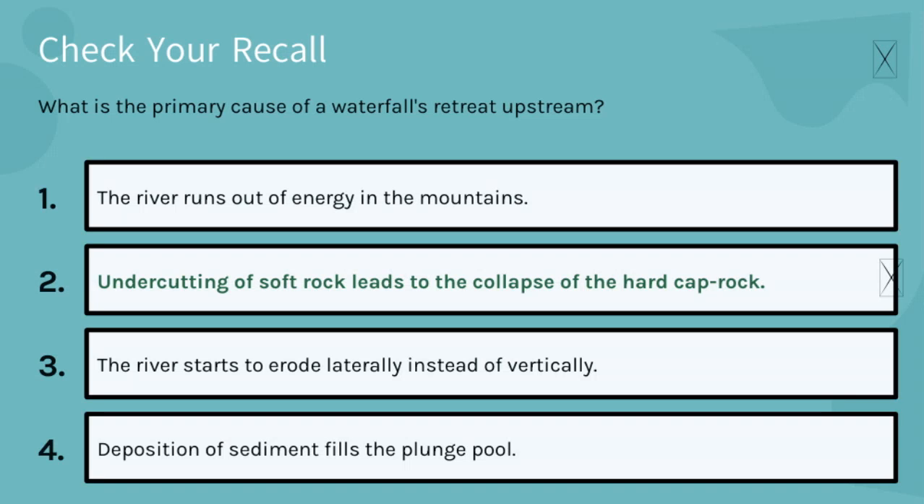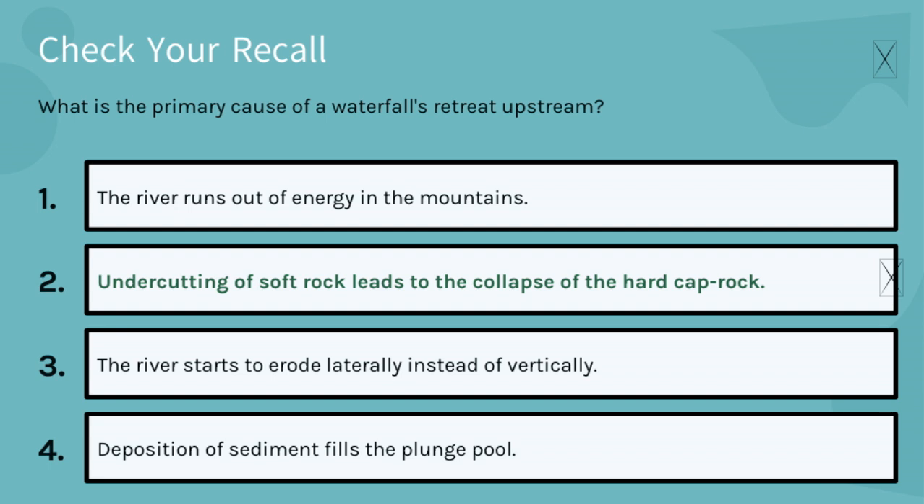The correct answer is 2. Undercutting of soft rock leads to the collapse of the hard cap rock. This happens because the softer rock underneath is eroded more quickly. As it is worn away, the hard rock above is left unsupported. Eventually, it collapses into the plunge pool. The collapsed material is then used by the river as tools for erosion, which helps deepen the plunge pool further. Over time, this process repeats and the waterfall retreats upstream.